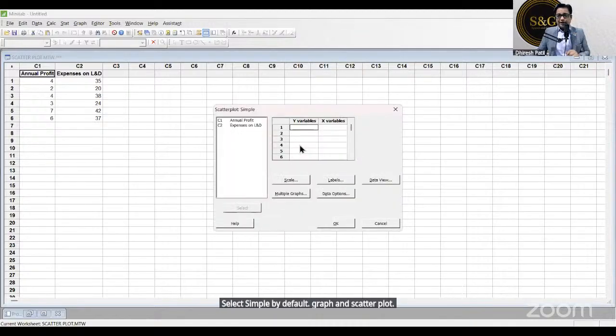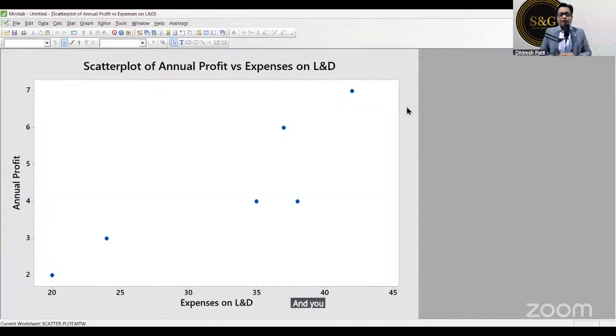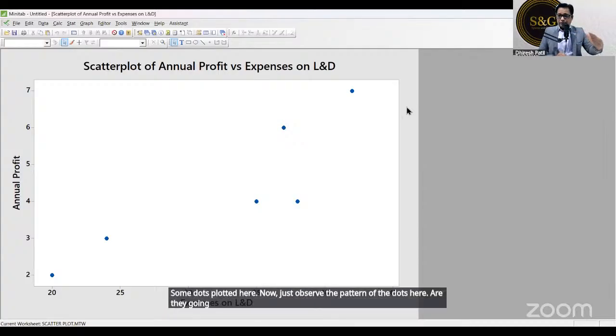Simple by default it is there. Just click on OK. In the Y select annual profit and in X select expenses on L&D and just click on OK. And you will get this kind of a plot. Some dots plotted here. Now just observe the pattern of the dots here. Are they going up from left to right, or are they going down from left to right, or is there a flat kind of a correlation observed?